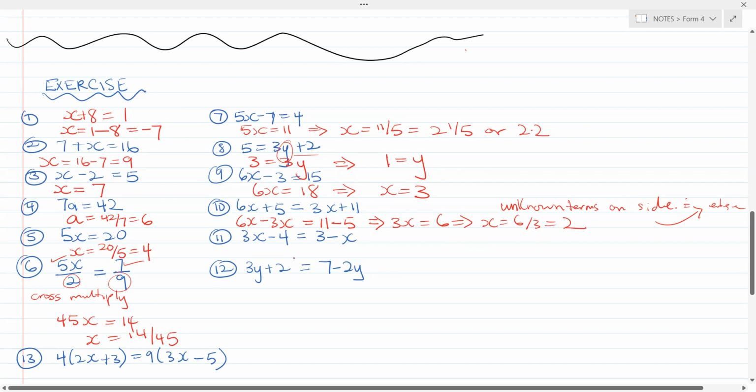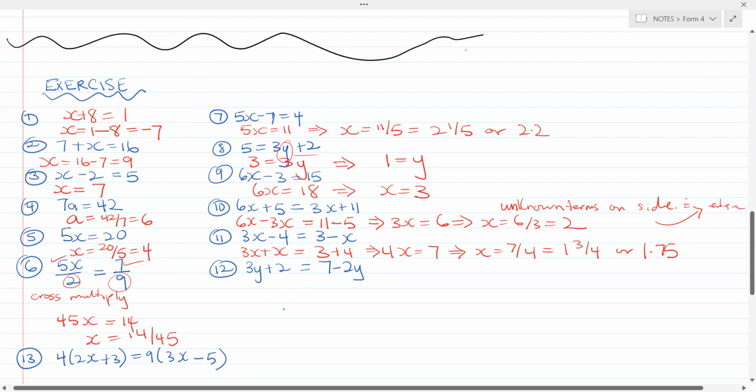So we do the same thing for number 11. We could bring across negative x or add an x on both sides. So we end up with 3x add x, and then we end up with 3 add 4, which will give us 4x is equal to 7, which will give us x is equal to 7 over 4. And of course, we know that's 1 and 3 over 4, or 1.75.